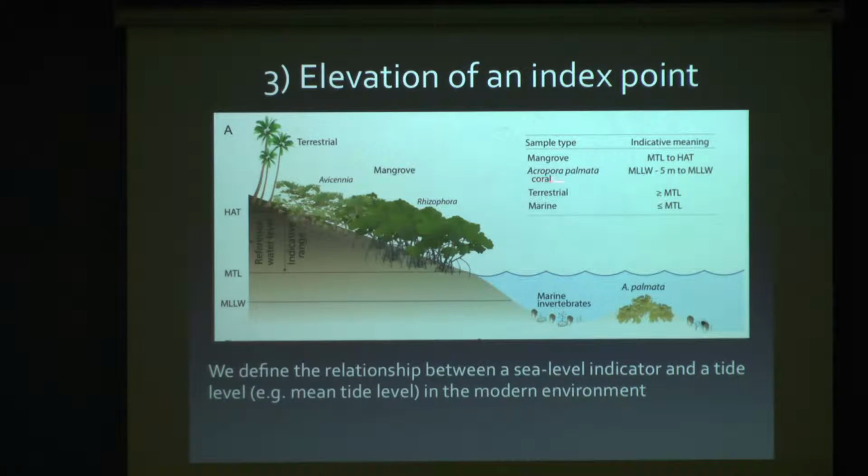Then we can also define terrestrial and marine limiting dates. So freshwater peats that form above mean tide level delimit the lower limit of sea level, and then marine mollusks or invertebrates delimit the upper bound of sea level, so these occur below mean tide level. And so we can also use indicators such as foraminifera, diatoms, and what I worked on during my PhD was using bulk stable carbon isotopes of sediment to further constrain these samples' indicative meaning.